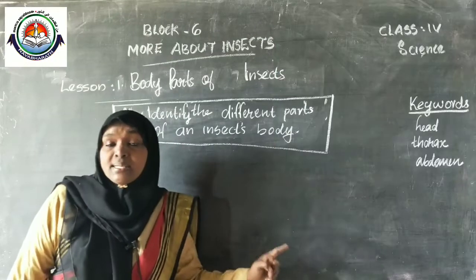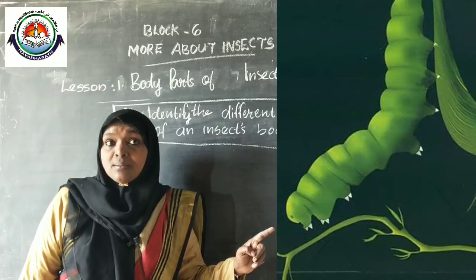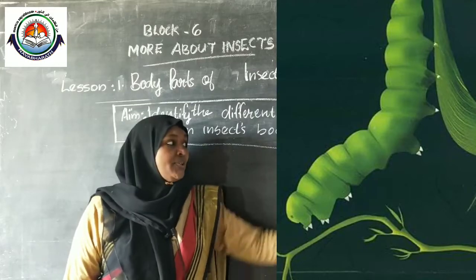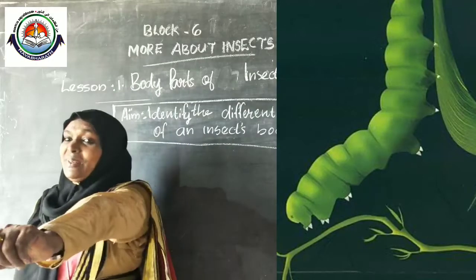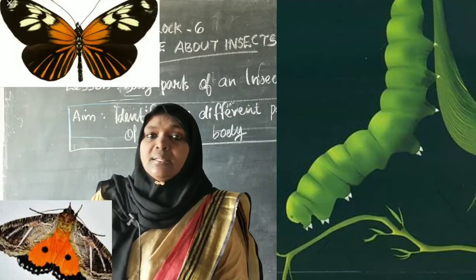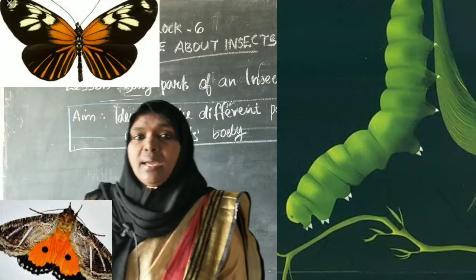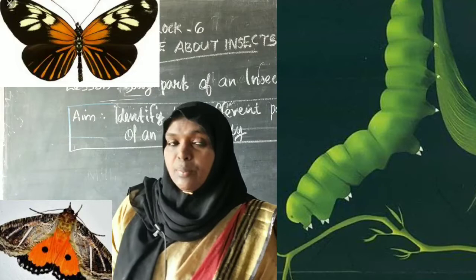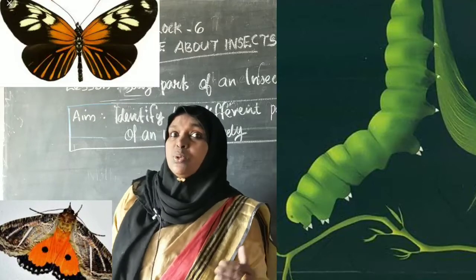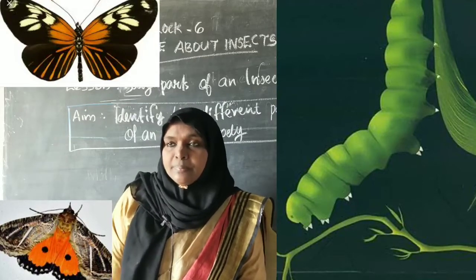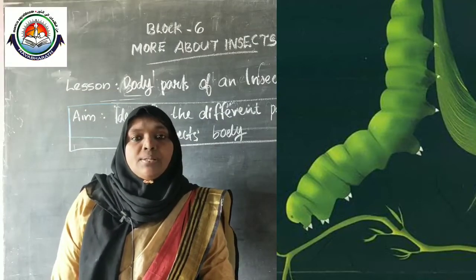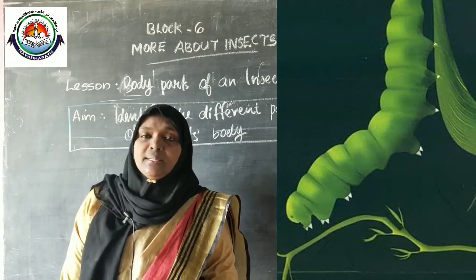Is caterpillar an insect? Yes, yes. But we have to study only 3 parts of an insect. It has many parts. Yes, very good. This is the young one of butterflies. Caterpillars are the young ones of butterflies and moths. Butterflies and moths are insects. So we can say caterpillar is also an insect. Clear? Actually, the caterpillar body is divided into 3 parts, but it does not seem to be clear.